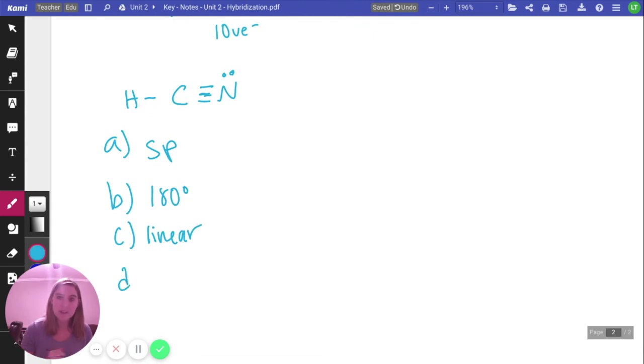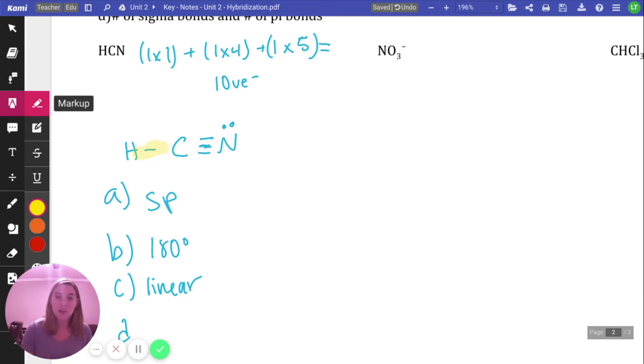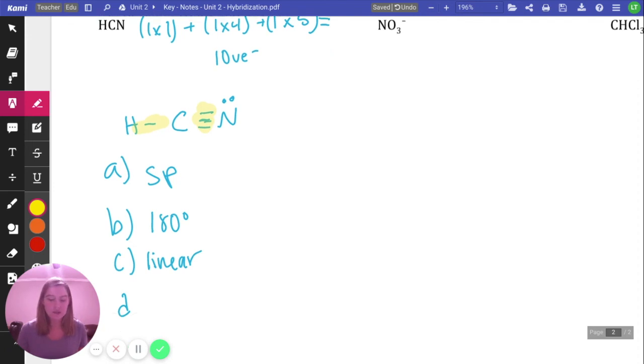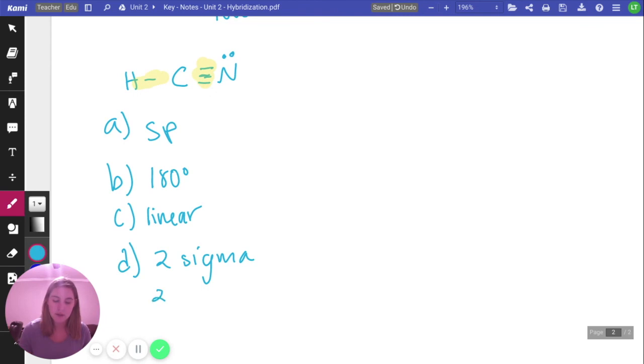And then last but not least, we want to know how many sigma and how many pi bonds. Since I have a single bond here, that means I have 1 sigma bond in my single bond. And then the triple bond has to have 1 sigma bond, and then it's going to have 2 pi bonds. So my total is 2 sigmas, one from my hydrogen to carbon bond and one from my carbon to nitrogen bond, and 2 pi bonds.